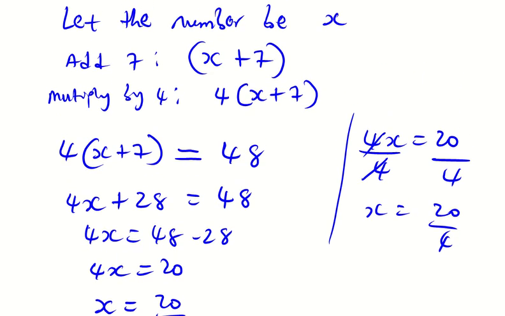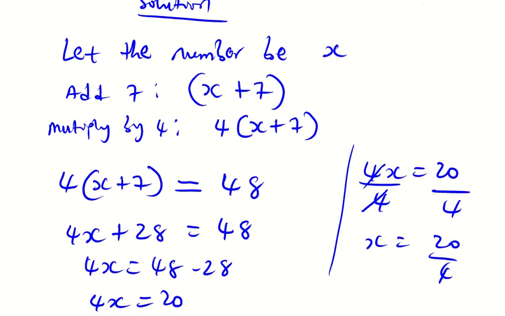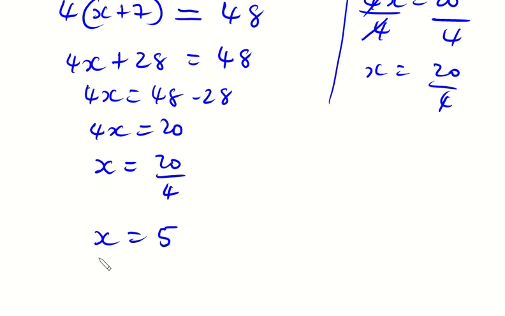Now, I told you that after getting this, you must now answer the question. The question says, what is the number? You can just say the number is 5. So don't just write x is equal to 5 and end it. The number that you thought of, the number is 5. And then this answers the question. Is that okay?